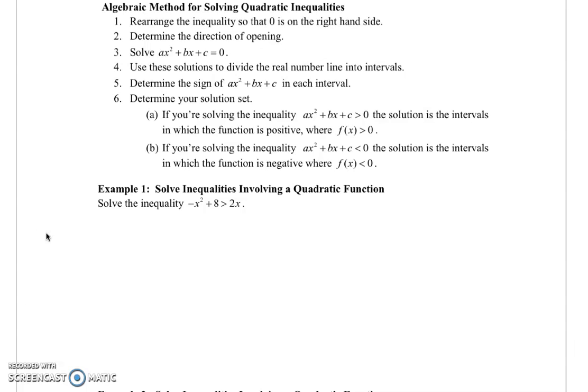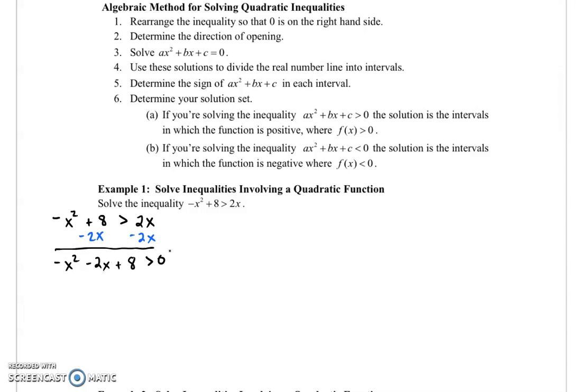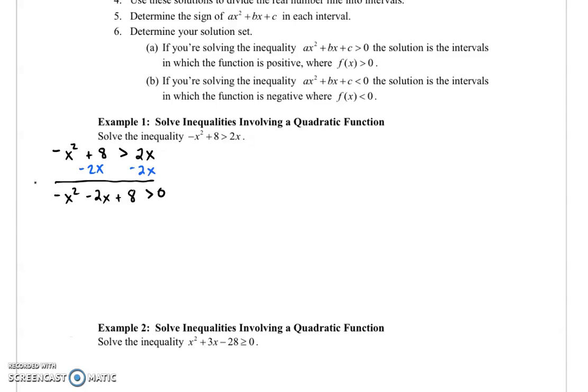So, simply here's how this goes. We take negative x squared plus 8 greater than 2x. We're going to subtract 2x from each side. That gives us negative x squared minus 2x plus 8 needs to be greater than 0. So that was step 1. Step 2, since a is negative 1, we know this opens down.